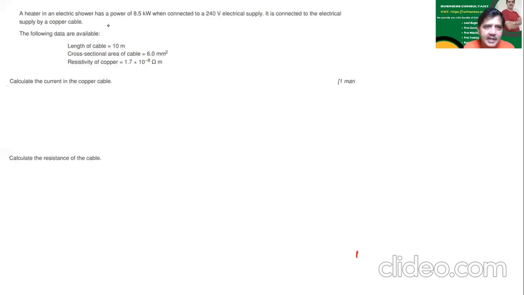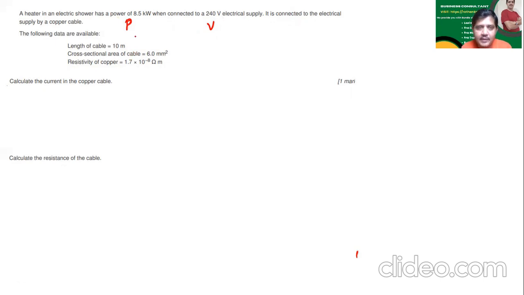A heater in an electric cable has a power of 8.5 kilowatt. P is given to you. It is connected to a voltage supply. V is given to you. The moment P and V are given to you, you can find out the current. Why do I say this? I have not read the full problem.